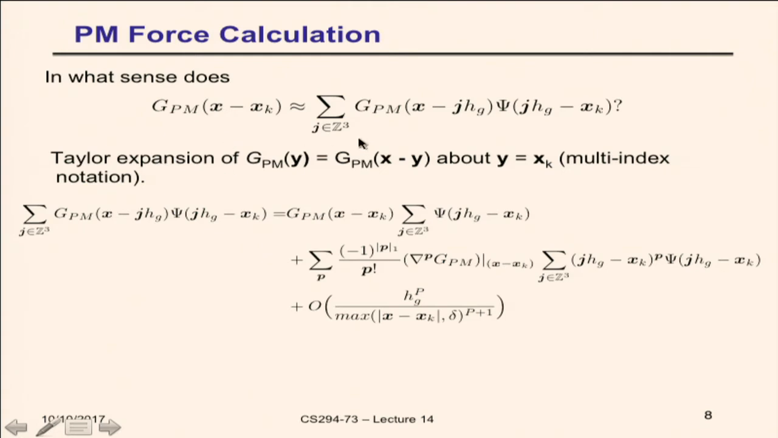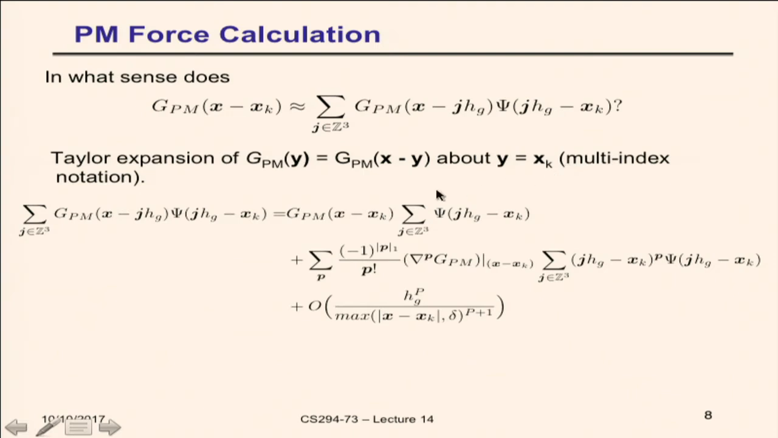Well, typically G_PM is a continuous function where we can estimate the derivatives. So we go ahead and perform Taylor expansions and see what we get. We take a Taylor expansion of G_PM of x minus y about y equal x_k.